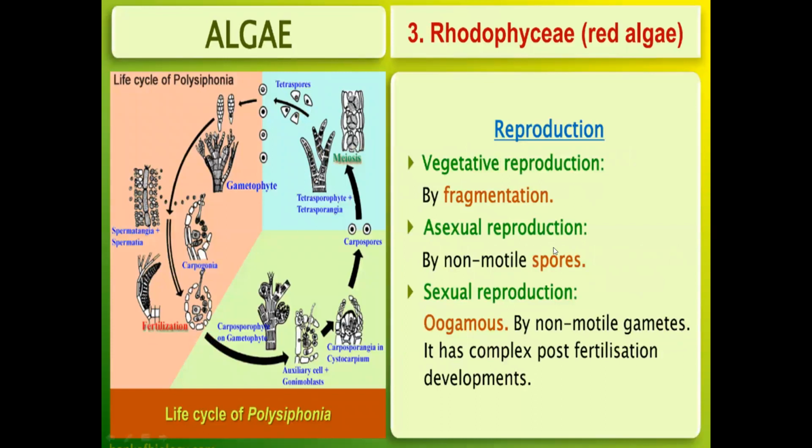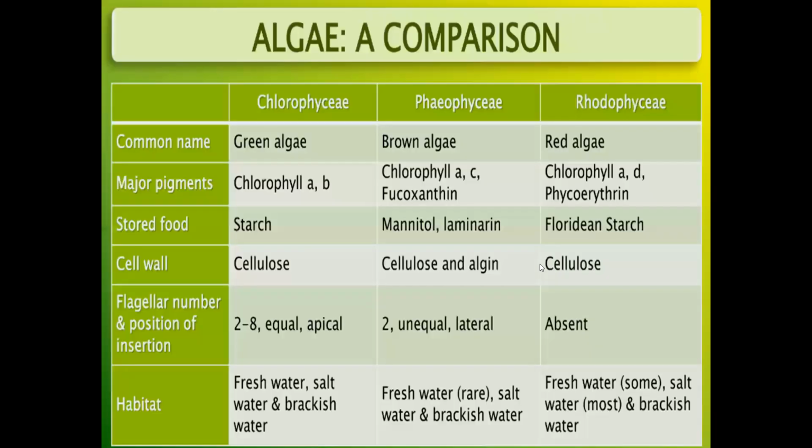Reproduction: fragmentation, spore formation which is non-motile, and oogamous by non-motile gametes. It has complex post-fertilization development. Here you have to know they have non-motile gametes. Plants also are non-motile, so somewhat close to plants. Okay, this is the overall comparison. For your exam, you have to just study this table. I'll give you a printout of this table.